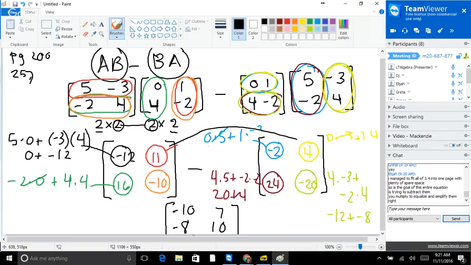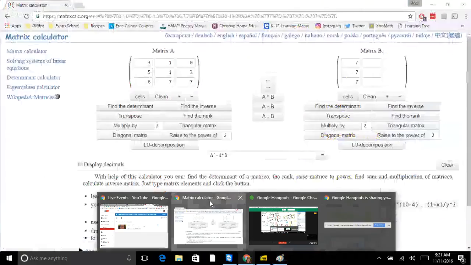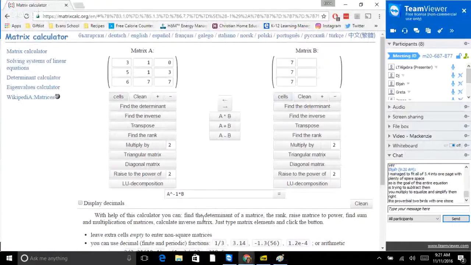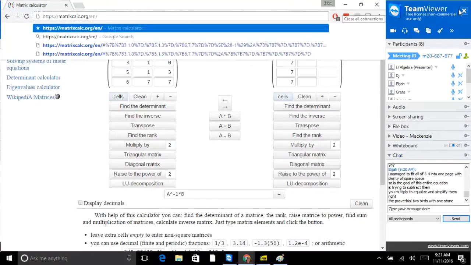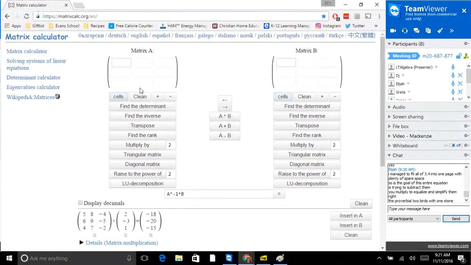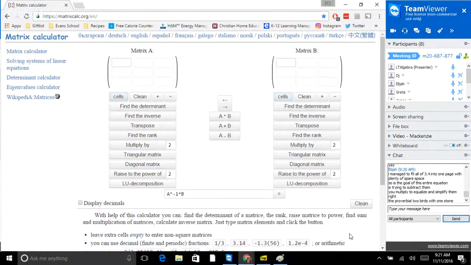Okay, so now let's switch over to the calculator. You're like, thank goodness, right? So this is the best matrix calculator I could find. So let's just clear out whatever was in there. Okay, so what we have, and conveniently, they're named matrix A and matrix B.